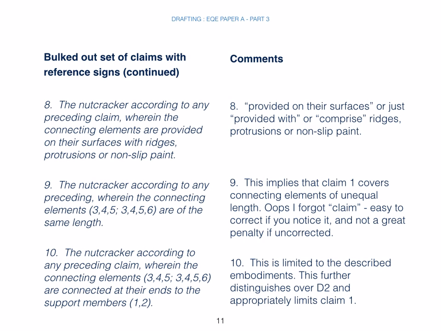Claim 8 is the Nutcracker according to any preceding claim, wherein the connecting elements are provided on their surfaces with ridges, protrusions, or non-slip paint. Note that I forgot to put in the reference signs for the connecting elements in this claim. I don't think that's going to be a terrible penalty. Note that I have used the words "provided on their surface". It could just be "provided with", or they could comprise ridges, protrusions, or non-slip paint. I think you have a wide choice of the way you formulate this particular claim.